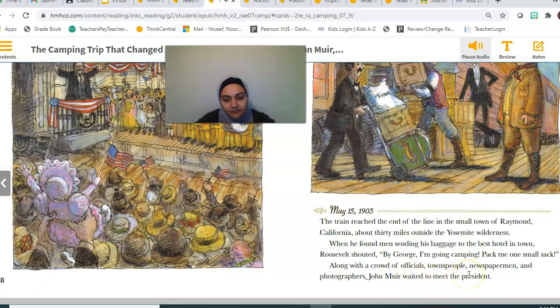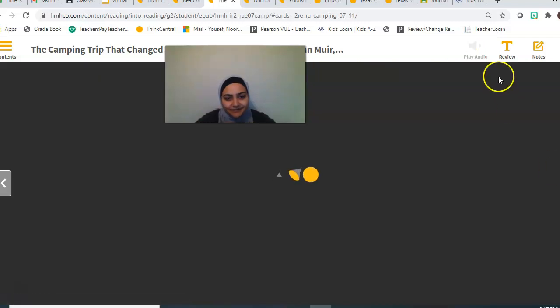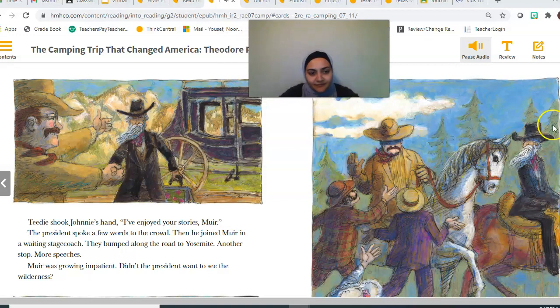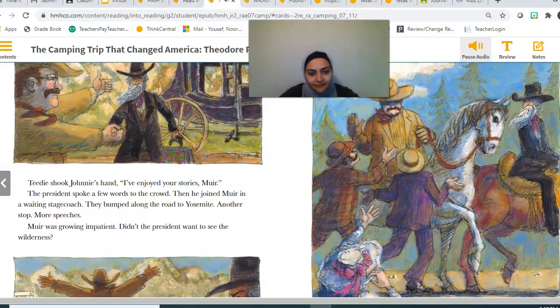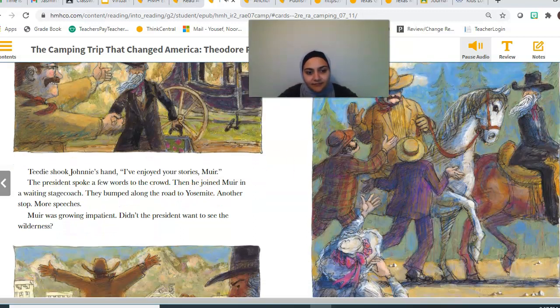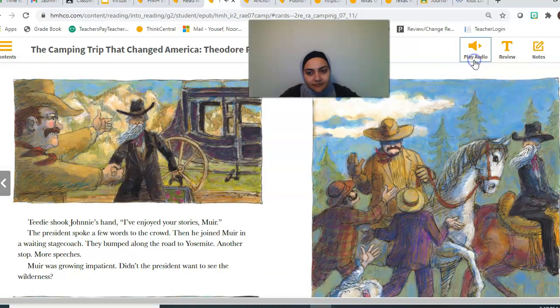Along with a crowd of officials, townspeople, newspapermen, and photographers, John Muir waited to meet the president. Teedy shook Johnny's hand. "I've enjoyed your stories, Muir." The president spoke a few words to the crowd. Then he joined Muir in a waiting stagecoach. They bumped along the road to Yosemite. Another stop, more speeches. Muir was growing impatient. Didn't the president want to see the wilderness?